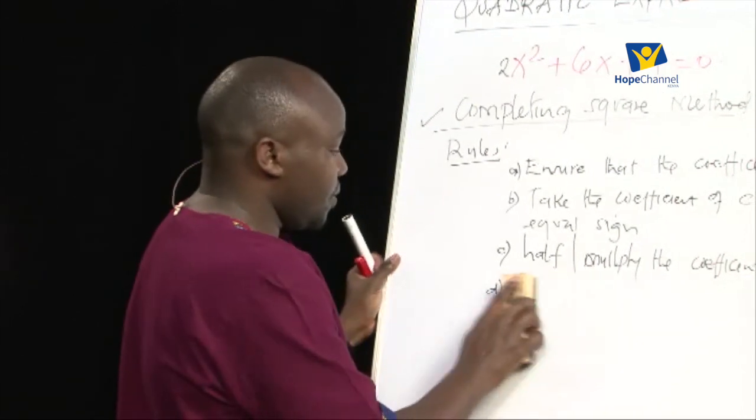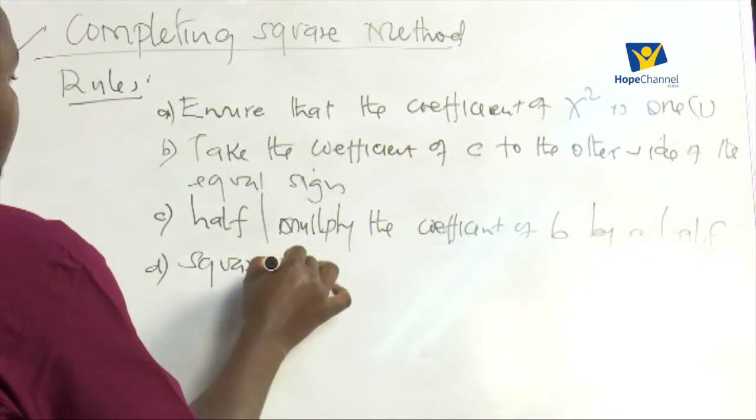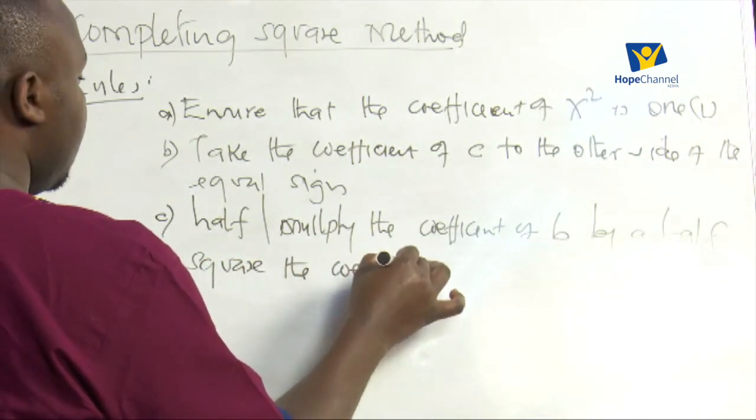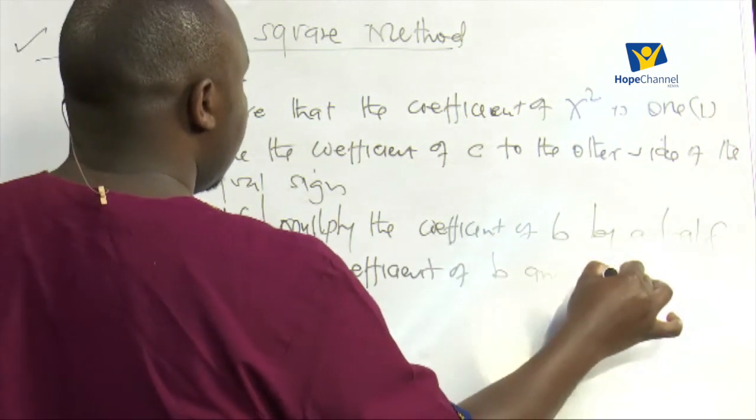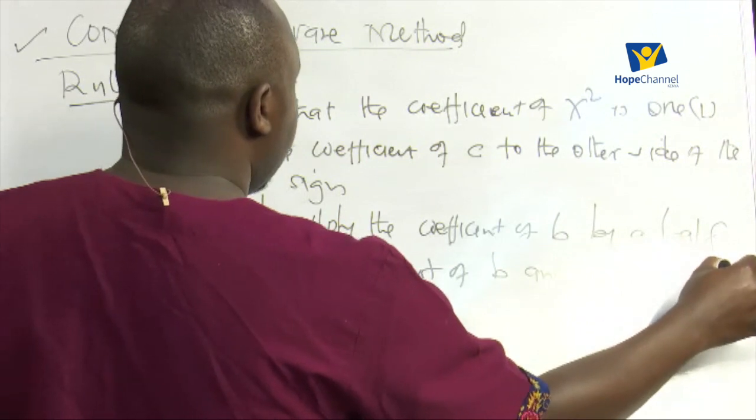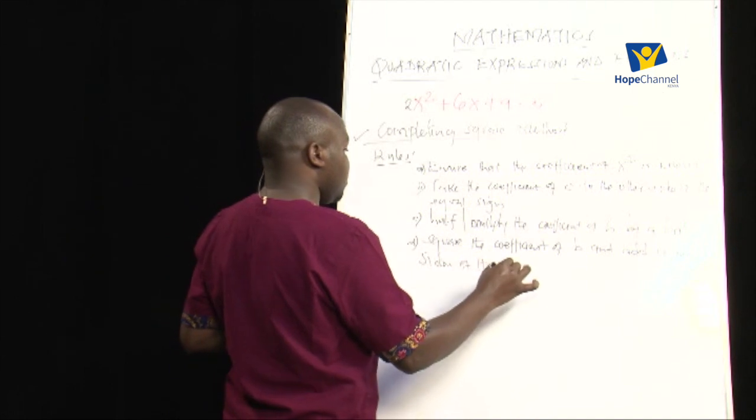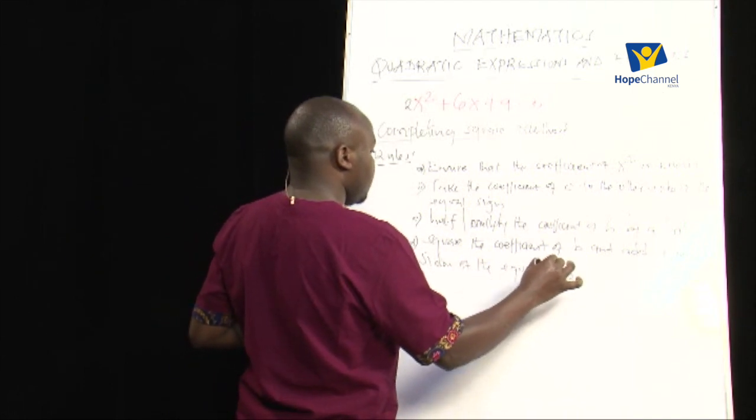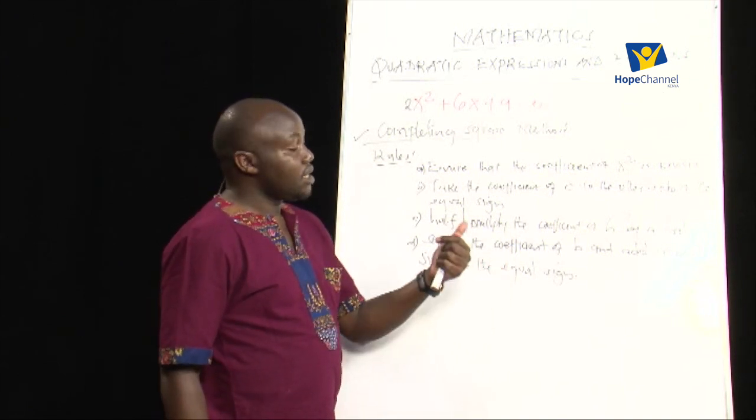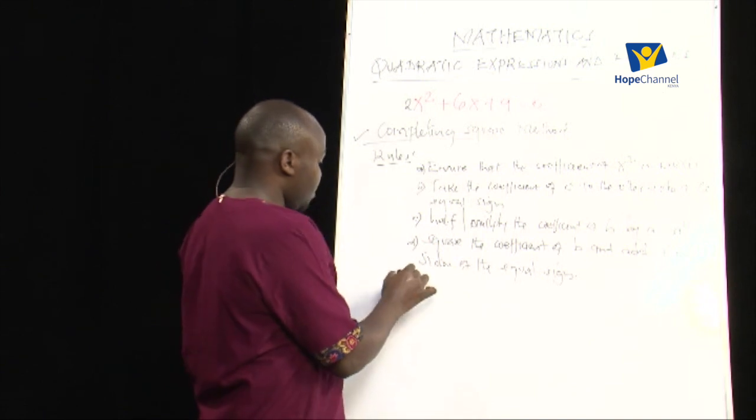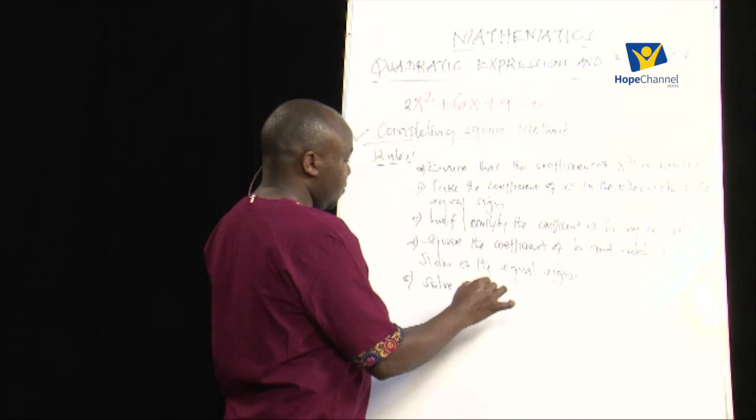Sorry. Now before you multiply, square the coefficient of b and add it on both sides of the equal sign. Once you square the coefficient of b and add it on both sides, then from there you can now solve for a, b, c, d, e. Now solve for the equation.